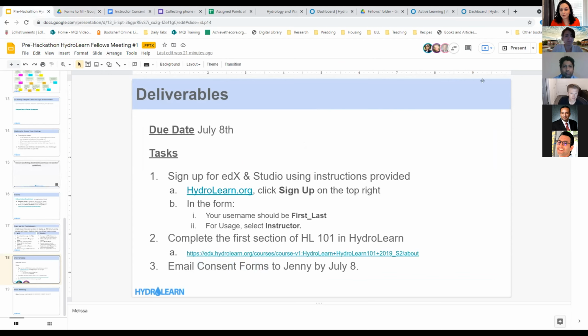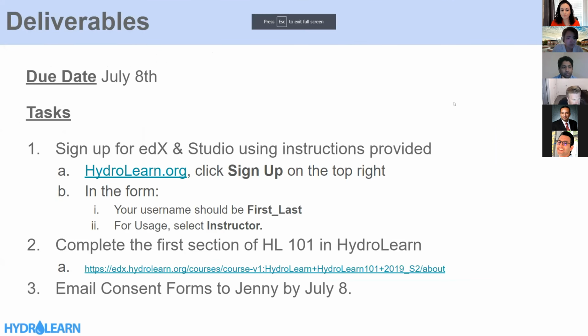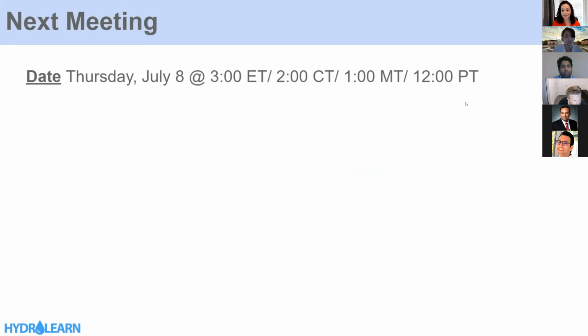All right, so those are your deliverables. Any questions about that? All right, so our next meeting is at the same time, and you should have received a calendar invite with a Zoom link, and it will be on July 8th, which I believe is 2 weeks from now. So we will hang out if you have questions or if you need help signing up for your accounts. And if not, then we will see you in 2 weeks.